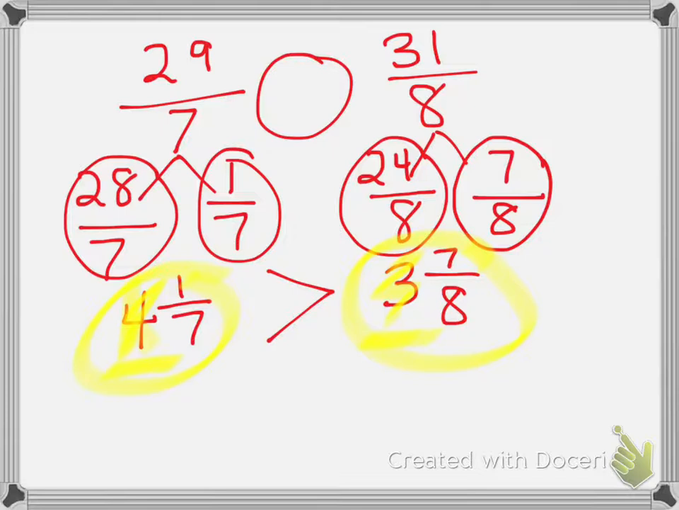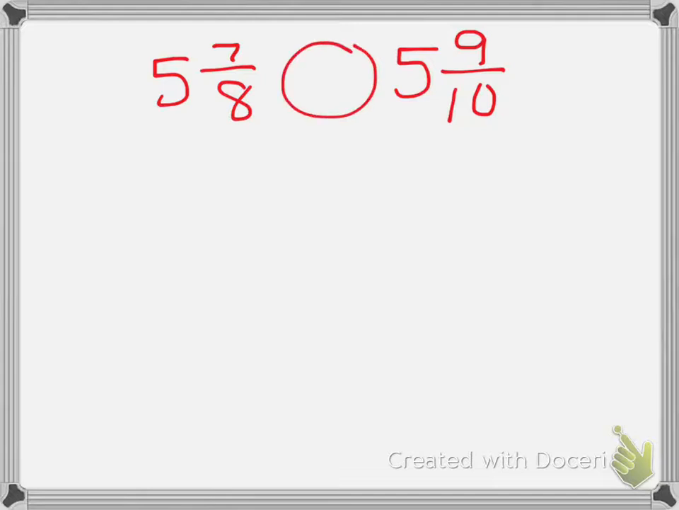Okay, let's try another one. All right, we are going to do 5 and 7/8 and 5 and 9/10. Okay, put a big old circle in there, so a reminder that we are comparing these.